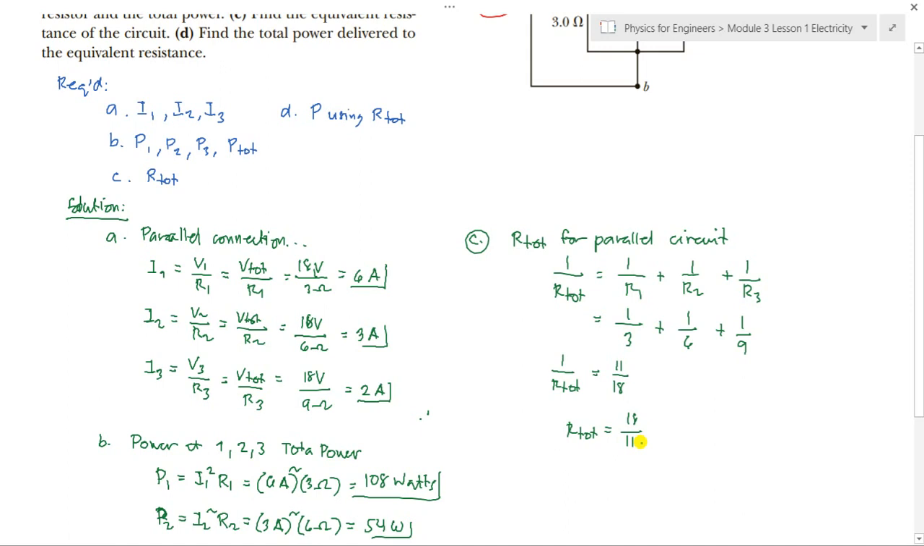Okay, 18 over 11, or that is equal to 1.64 approximately, 1.64 ohms. So mao na siya ato ang total resistance kani siya.